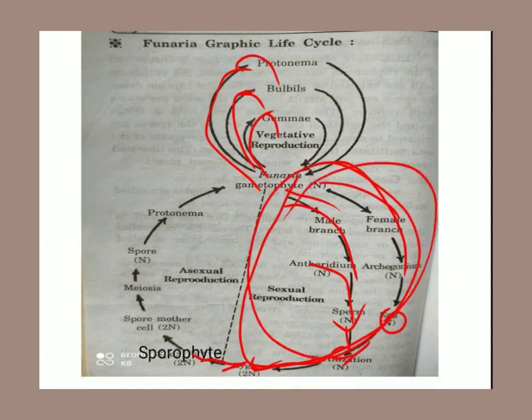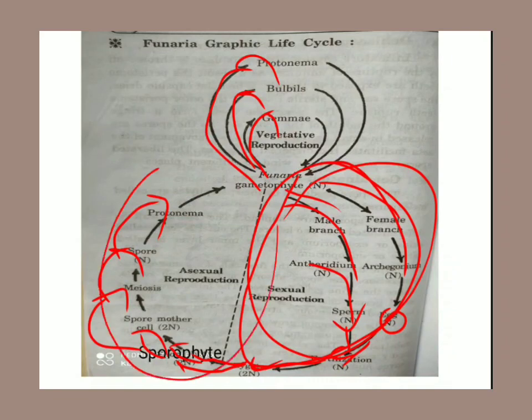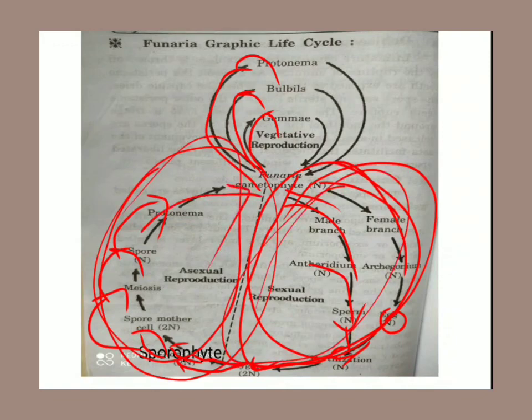Okay, then the sporophytic phase. The capsule develops, and in the capsule, spore mother cells develop. The spore mother cell undergoes meiosis, and spores develop, and the spore further develops into a protonema-like structure, and protonema further develops into the whole plant body structure. Okay, this is the sporophytic phase of Funaria.